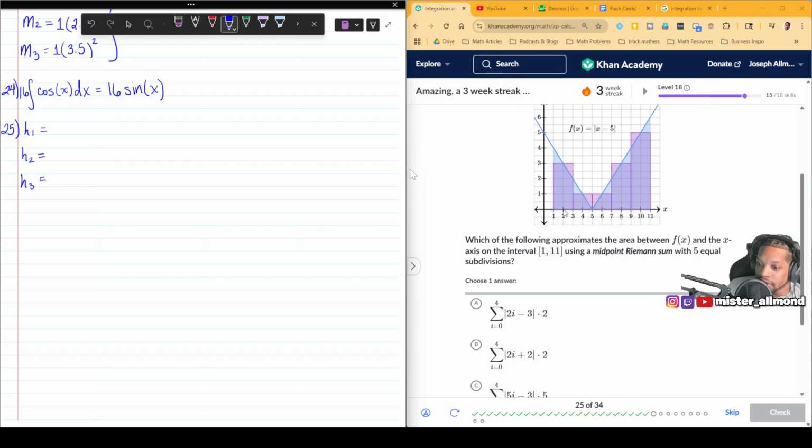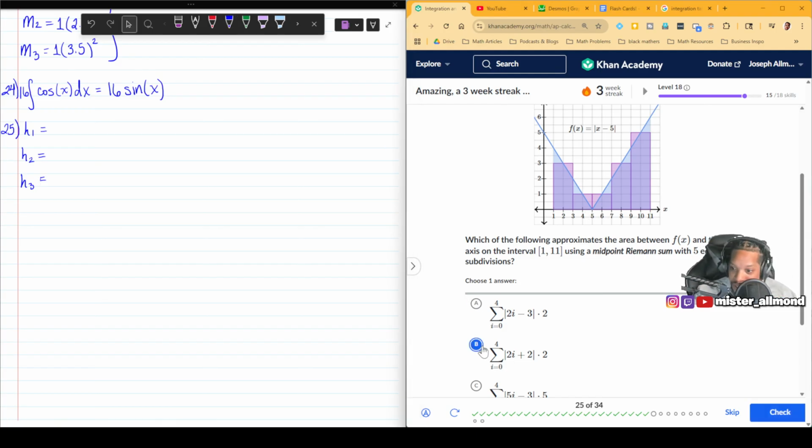Oh, you know what? I think it's B. Y'all in the chat, let me know. But my reasoning is because each midpoint is just adding 2. And I see that there's a plus 2 in my answer choice. As far as the 2 times i, yeah, 2 times 0 is 0 plus 2 is 2. And then 2 times 1 plus 2, 2 times 2 plus 2. Yeah, it's got to be B. There's no way it's not.